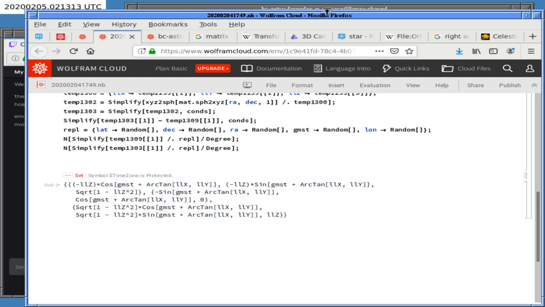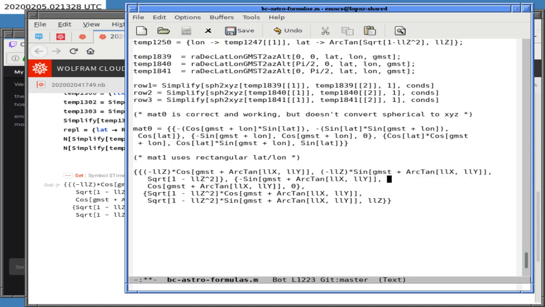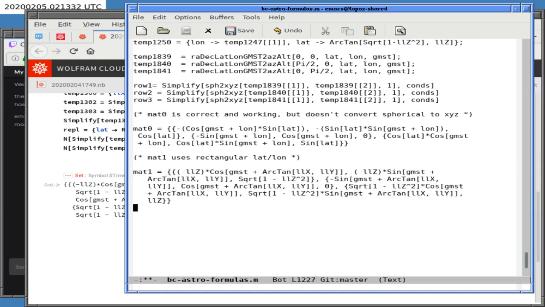Okay, and here we could say mat 1 uses rectangular lat long. Mat 1 equals blah. Okay. So why have we come through all of this to get here?